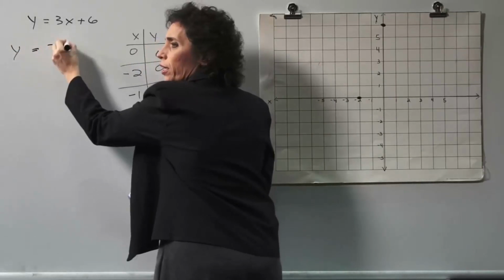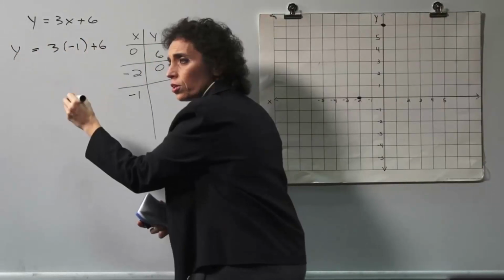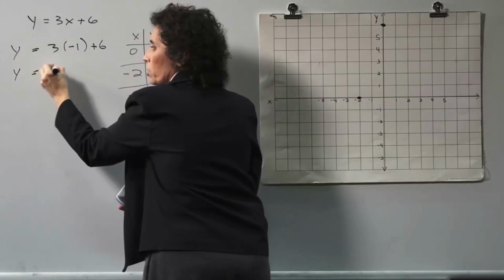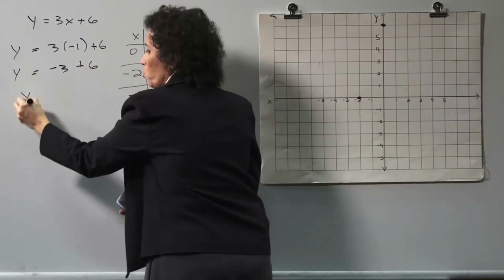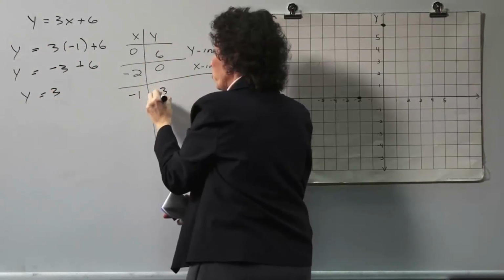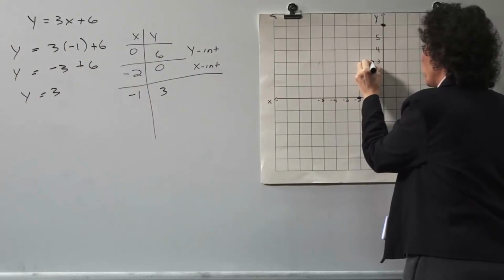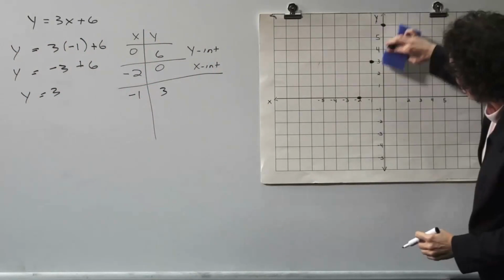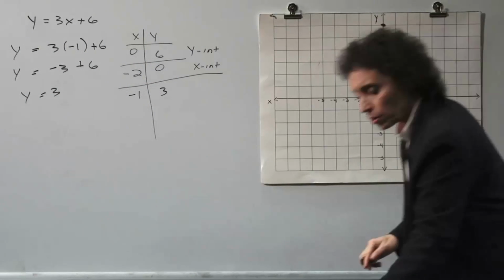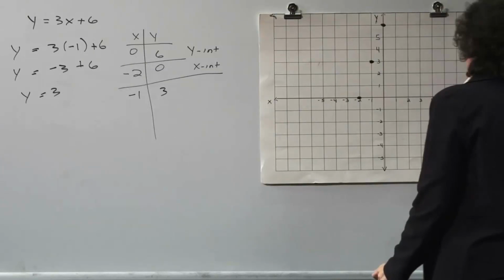And then we got y equals 3 times negative 1 plus 6, which is y equals negative 3 plus 6, which is y equals 3. So that gives me the point negative 1, 3. And notice how beautiful, all on the same straight line. Okay, all lines are straight, but all on that same line.